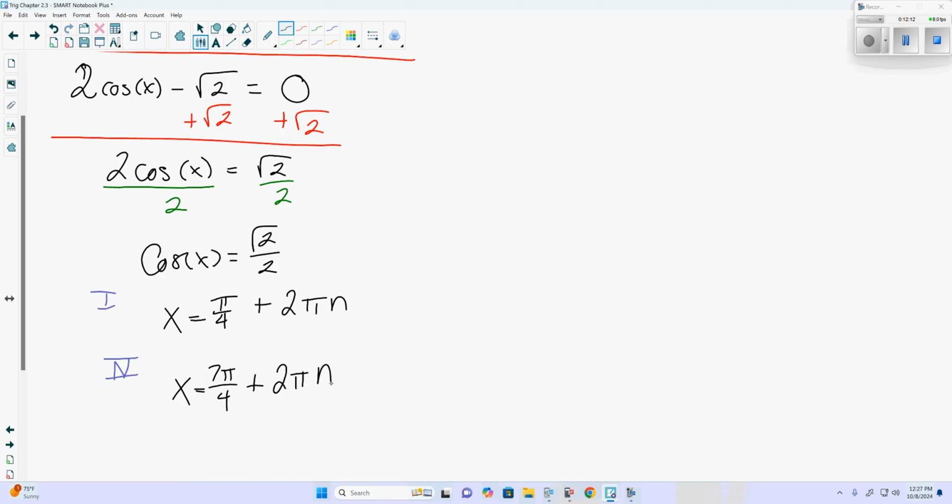So if we said n was 0, we just get pi over 4 or 7 pi over 4. If n is positive 1, we're adding 2 pi. If n is negative 1, we're subtracting 2 pi. We get every coterminal angle from it. So those are it there.